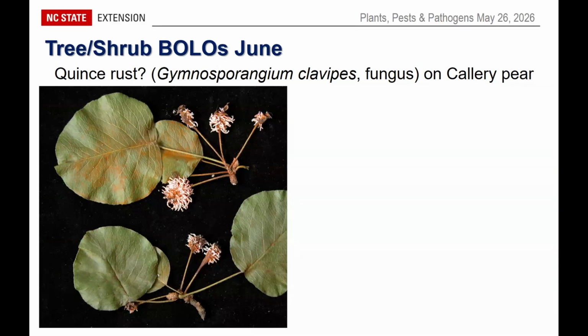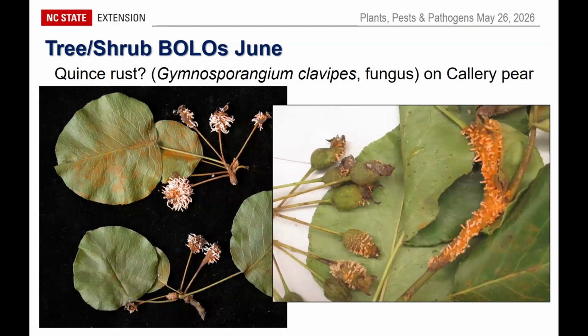Rusts, what we typically consider quince rust on Callery pear, and this affects the fruits. This time of year we'd be seeing this, and stem infections as well. Just about a week ago or so, I collected a bunch of fruits off of our flowering quince in the backyard, and they were just covered with one of these Gymnosporangium rust fungi. So that is something to be on the lookout for.